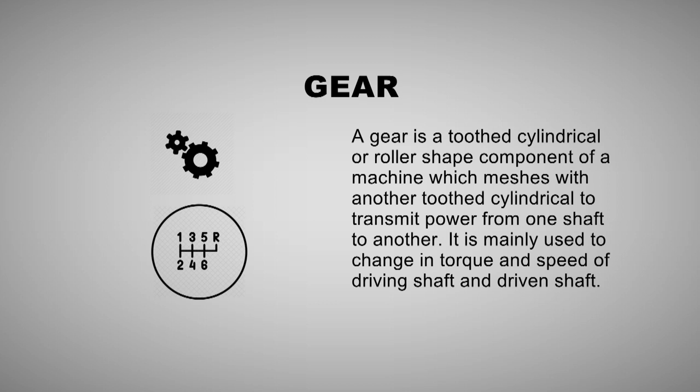A gear is a toothed cylindrical or roller-shaped component of a machine which meshes with another toothed cylindrical component to transmit power from one shaft to another. It is mainly used to change the torque and speed of the driving shaft and driven shaft.